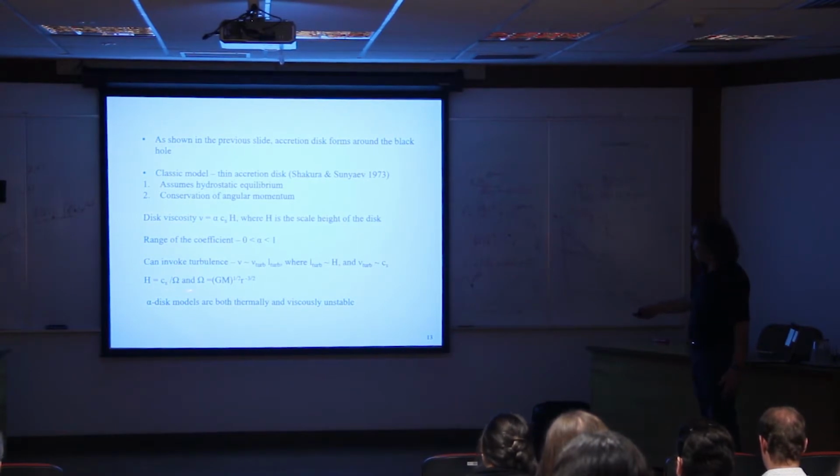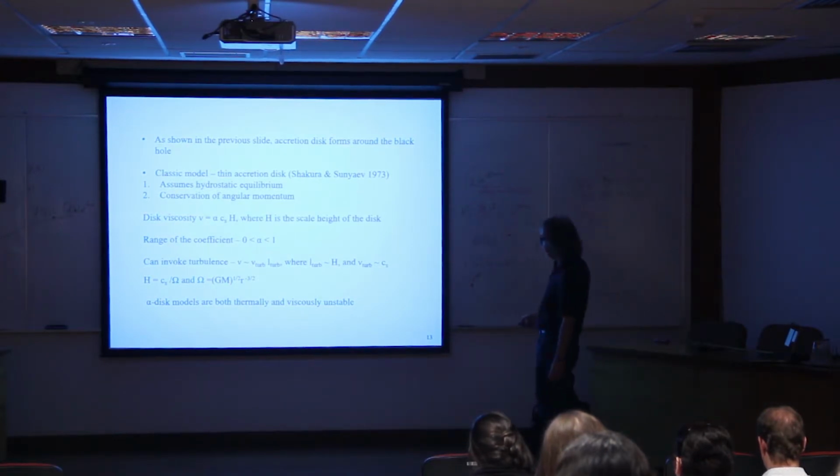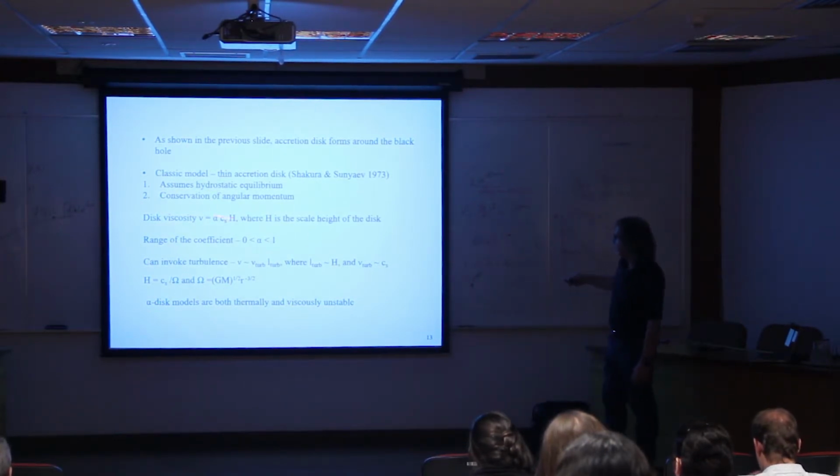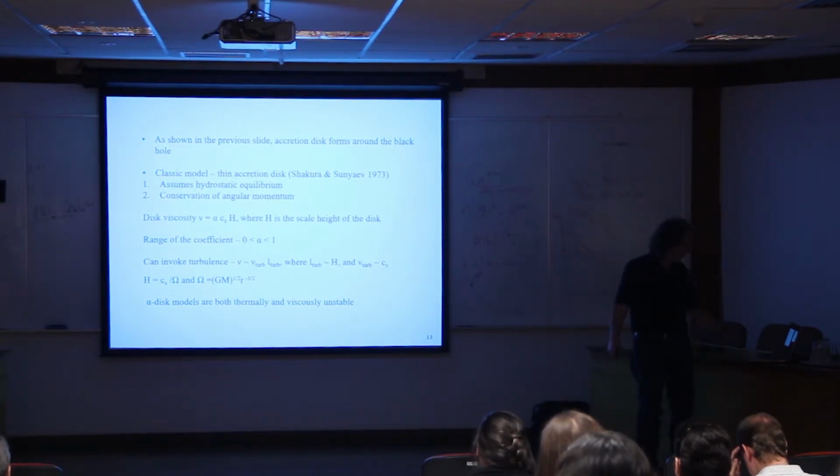Scale height, sound speed versus this omega. It's a different omega than I did before, where omega is GM to the 1/2 over r times r to the -3/2. Again, dependent on mass here. Now, these are the kind of models typically invoked, but these alpha disk models, alpha being this coefficient, are thermally and viscously unstable, so people tend to invoke something else to maintain the stability of that.